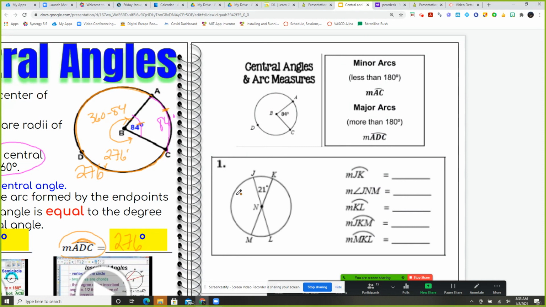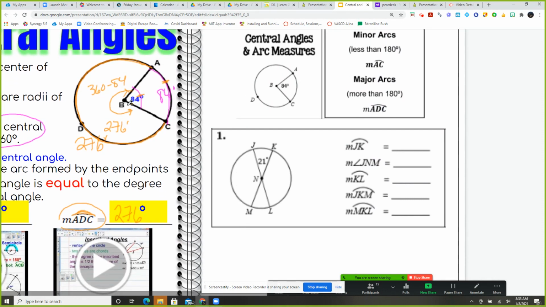So let's practice. We've already done this example, just a little bit bigger over here. Let's see if we can answer these questions. What's the measure of arc JK? So arc JK is going to be this one here. What's that measure? If the angle is 21, then the arc is also 21.